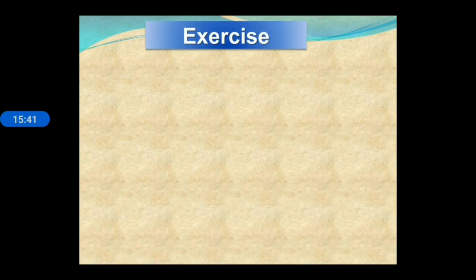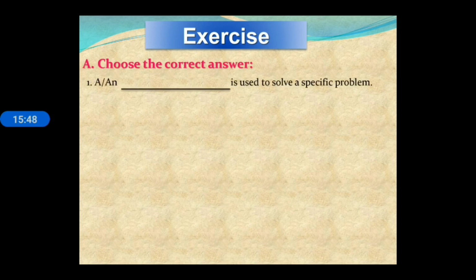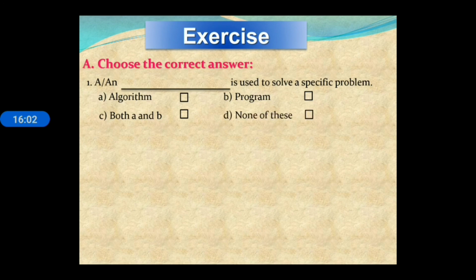Now let's see some of the back exercises. First of all, MCQs. First is, an algorithm or a dash is used to solve a specific problem. Options: algorithm, program, both A and B, none of these. The answer is both A and B, algorithm and program.